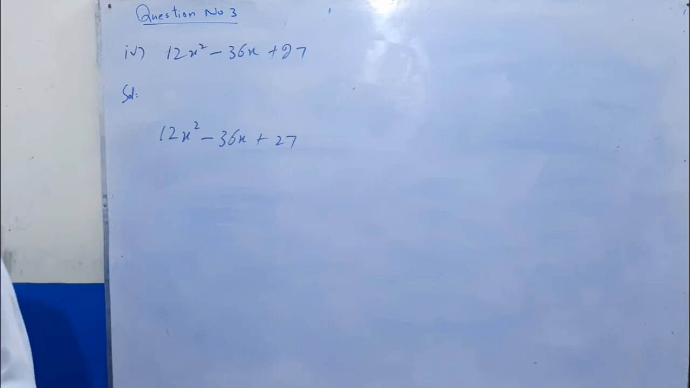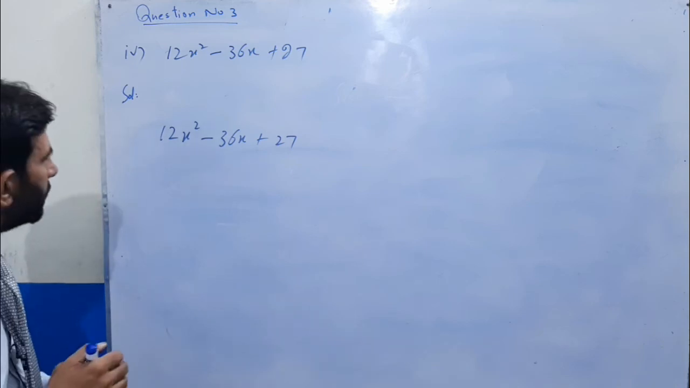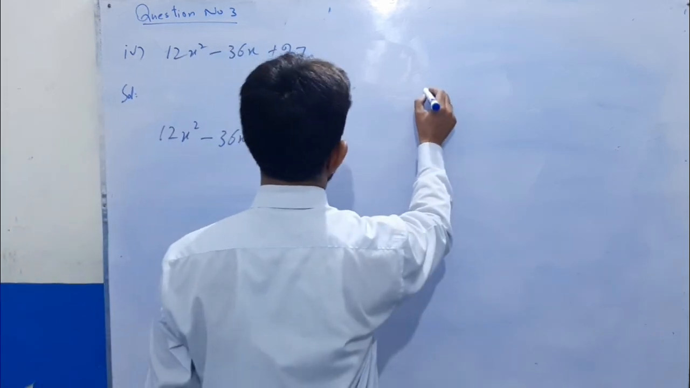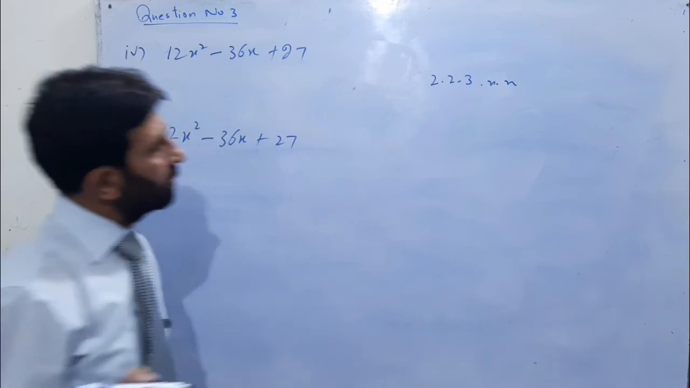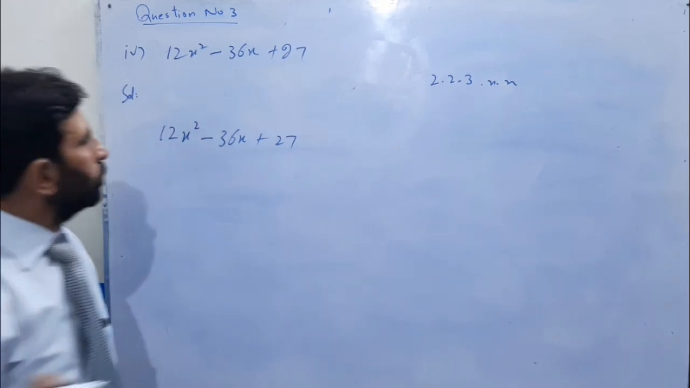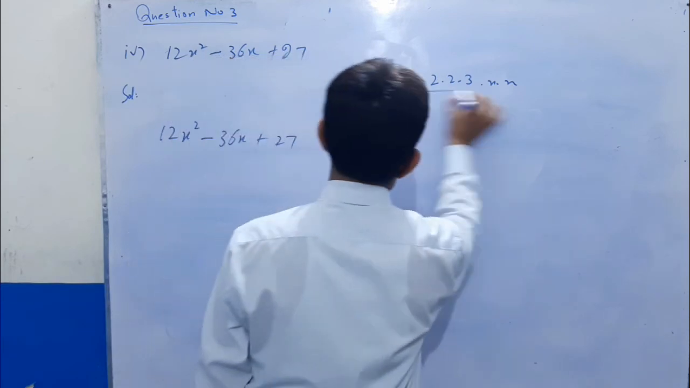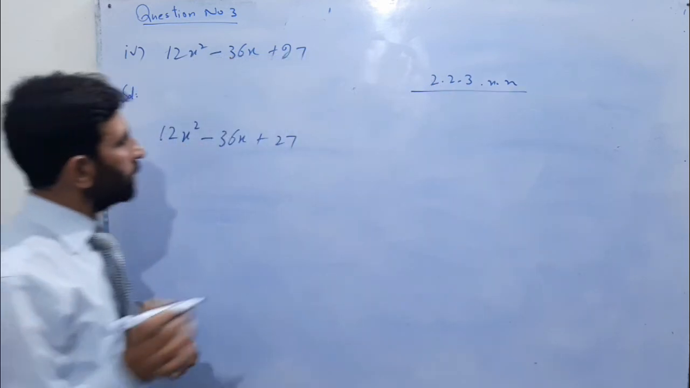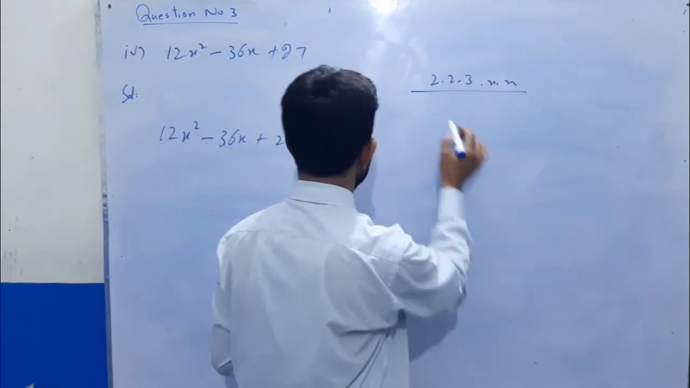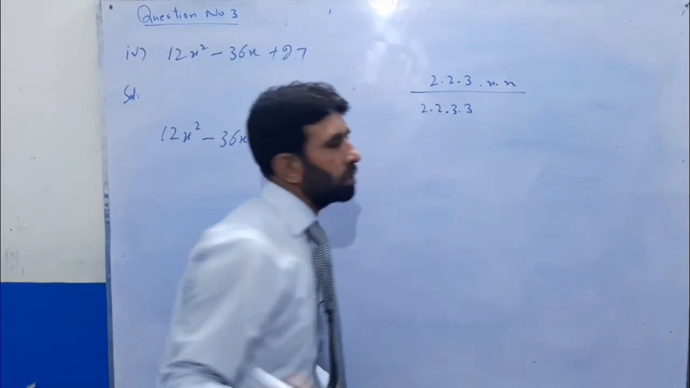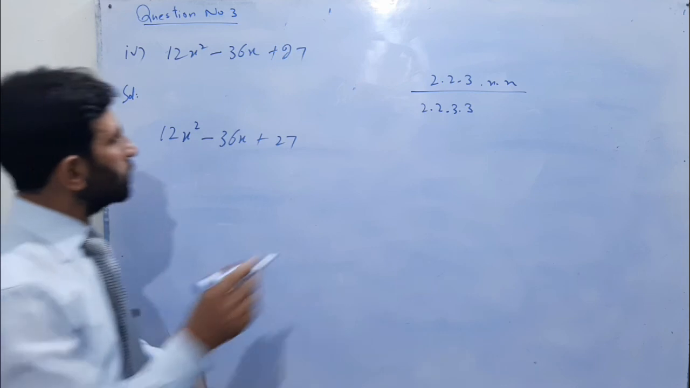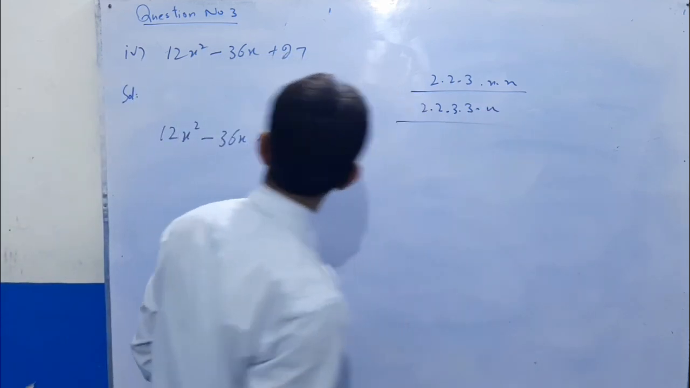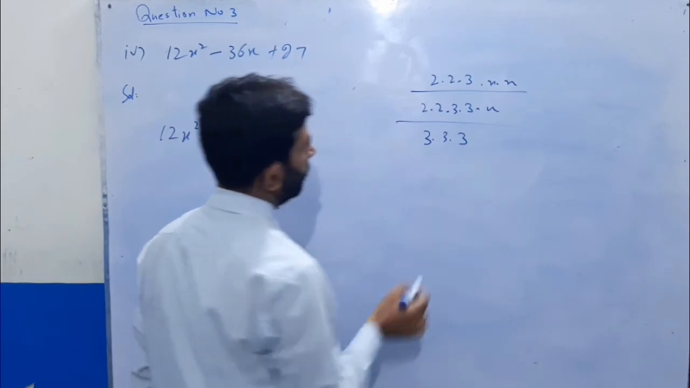The first thing is to check whether any number is common or not. So break down 12x square. Instead of 12x square, we can write 2.2.3.x. Then a line will be drawn because the minus sign is over here. Instead of 36, you can break down 36 as 2.2.3.3. 2 times 2, 4 times 3, 12 times 3, 36, and x is 1 time. And now break down 27. It's 3.3.3. So make the loops.